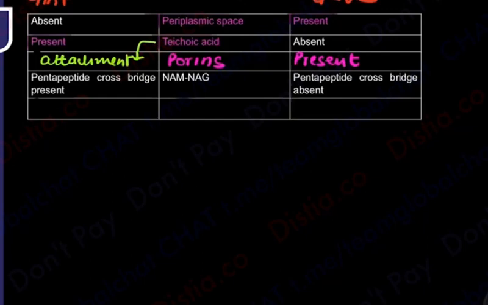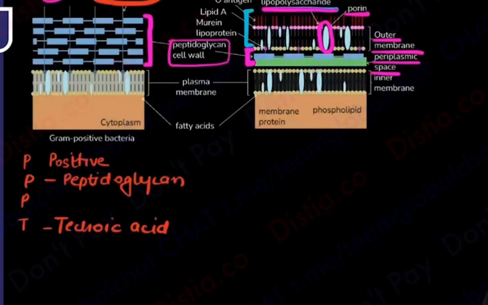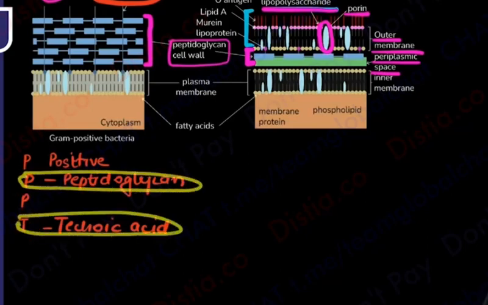For your gram positive, you will learn PPPT. The P is still pending and I'll tell you where. You will say it has a lot of peptidoglycan and it has teichoic acid for attachment. Rest everything else goes to gram negative.